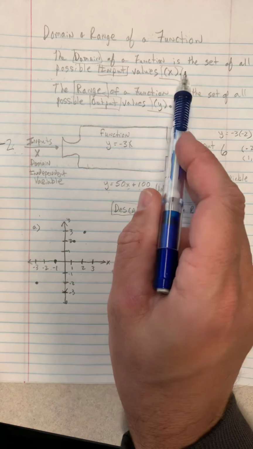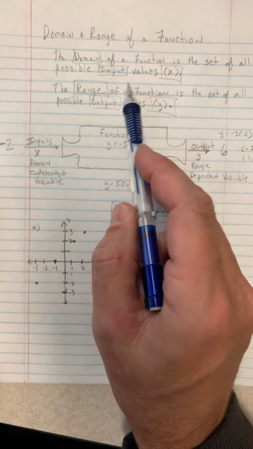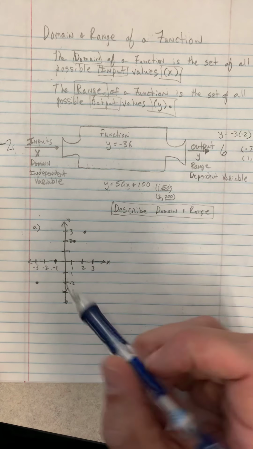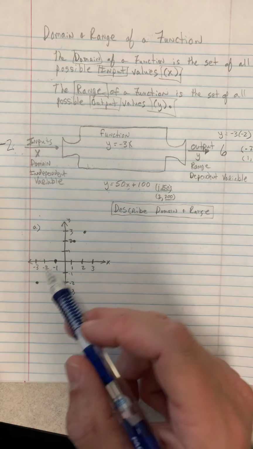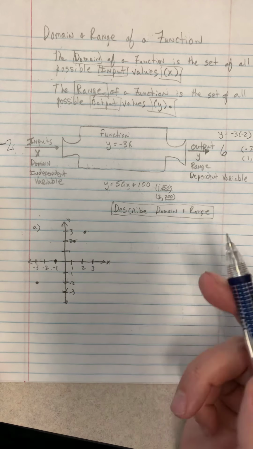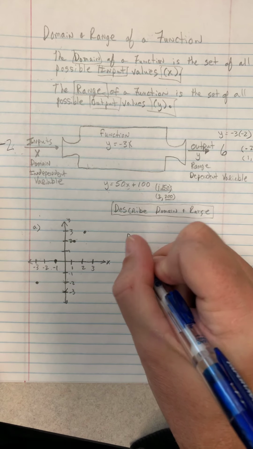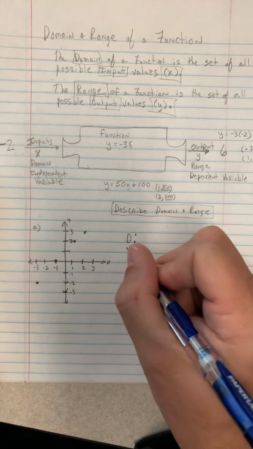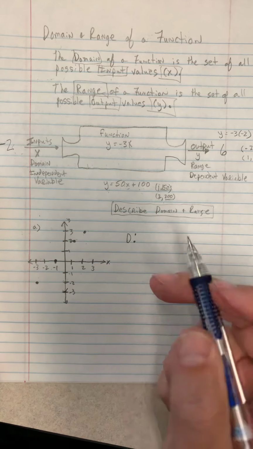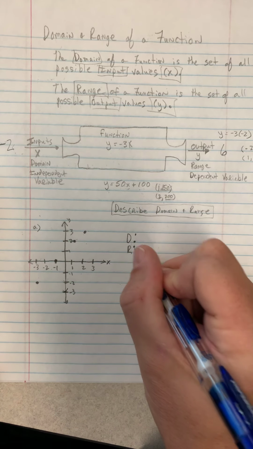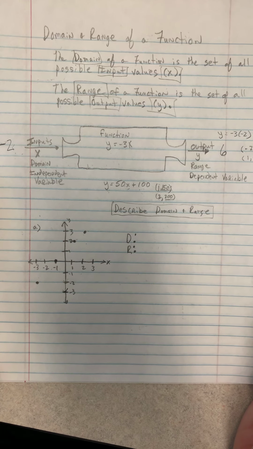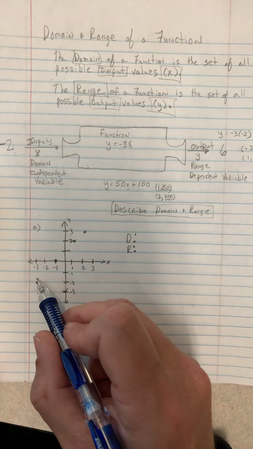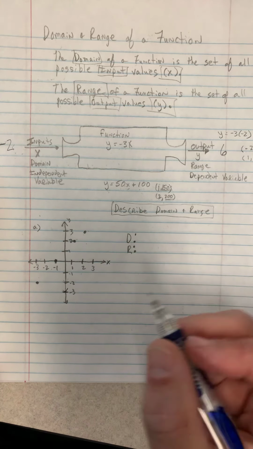Domain, definition, is the set of all possible input or x values. I need to find out what my x's are. I have 1, 2, 3, 4 points. I should expect 4 domain values. 1, 2, 3, 4. You have 4 points. I would expect 4 range values. None of them are going to be the same because they're not lining up with each other.